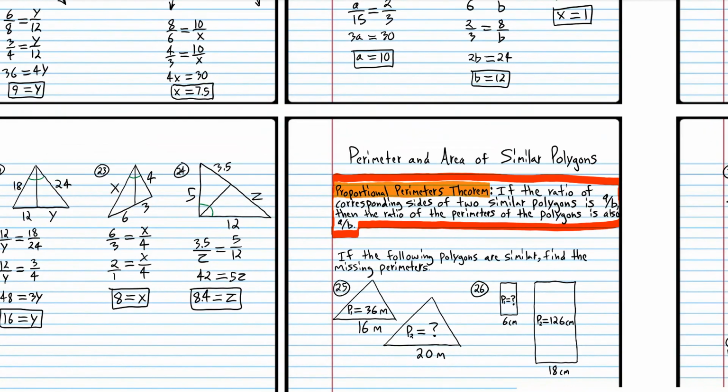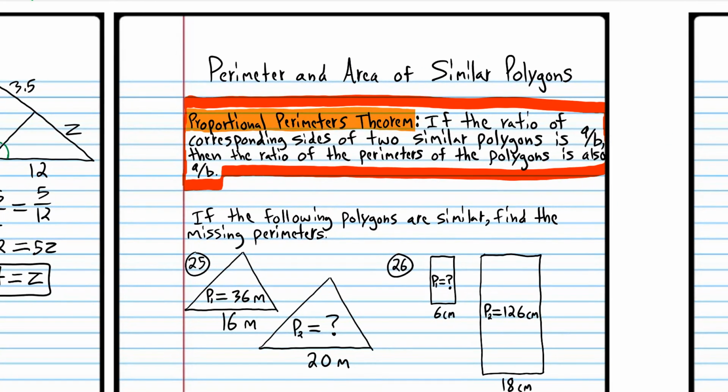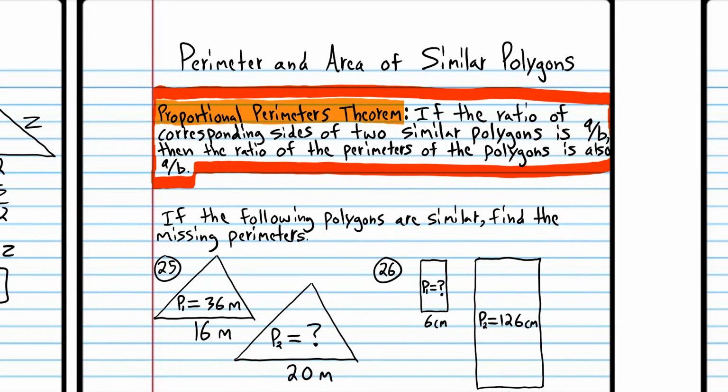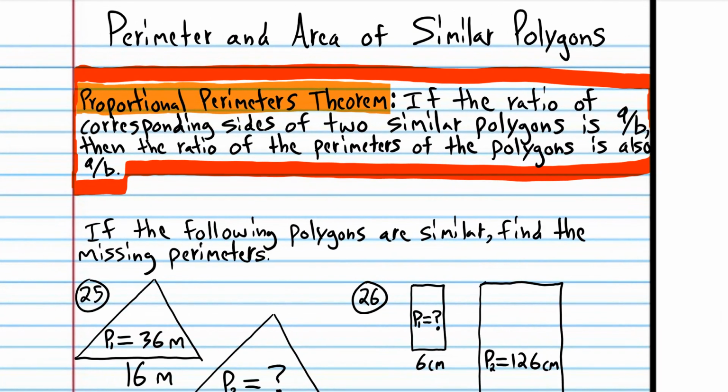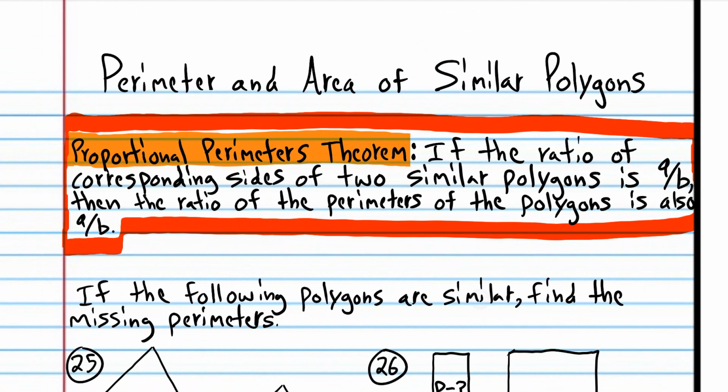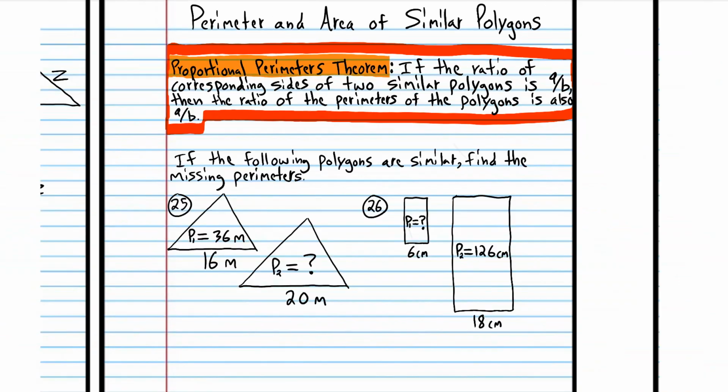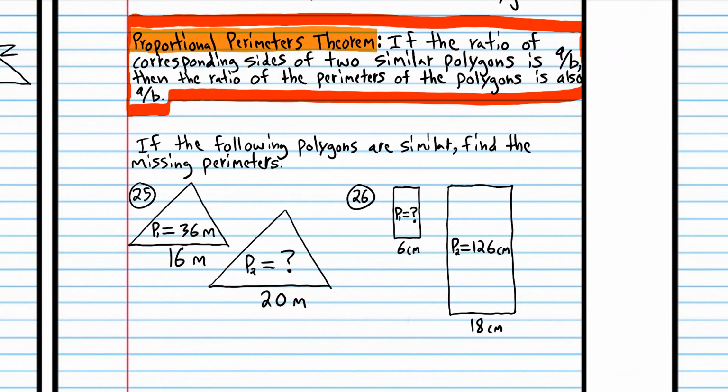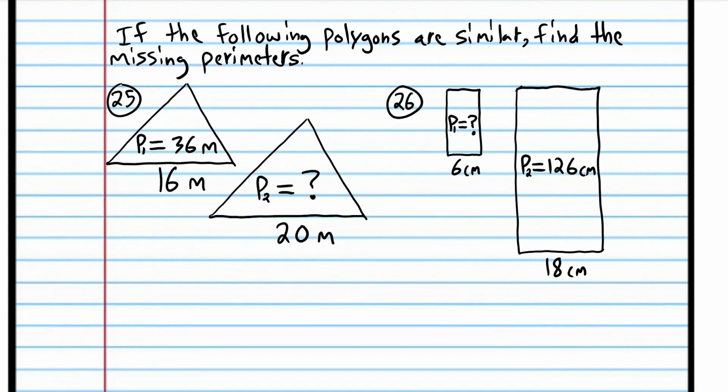Okay, so we're done with the proportionality theorems. Now we're going on to the second thing we're going to learn today. We're going to learn about perimeter and area of similar polygons. We're going to start with the Proportional Perimeters Theorem. So you can go ahead and get a screenshot of that if you want. And it's much easier just to explain with practice problems.